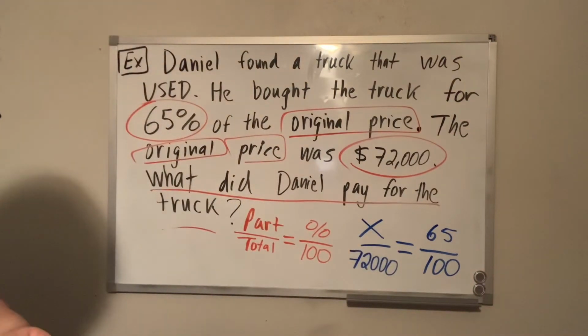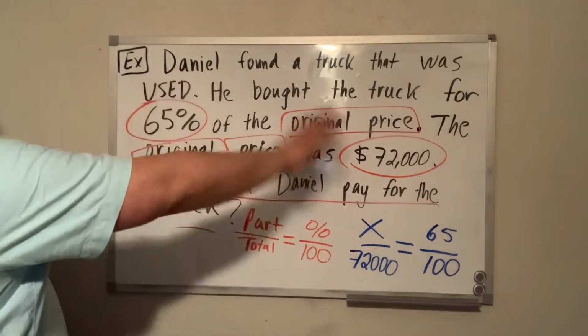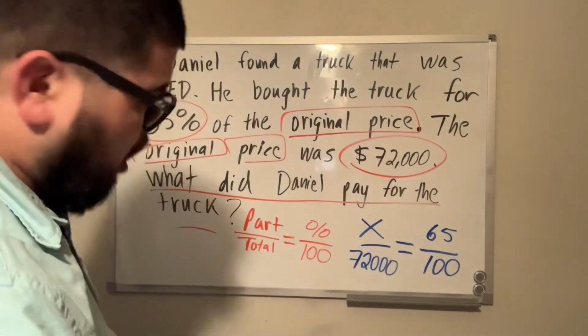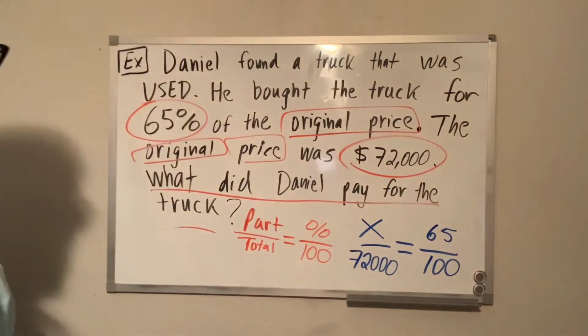All right, make sure you got this written down. I'm about to erase this top part. I'm going to keep this here down here, but I'm going to erase the word problem so that I can solve the proportion. Okay, make sure you got this written down. I'm about to erase.